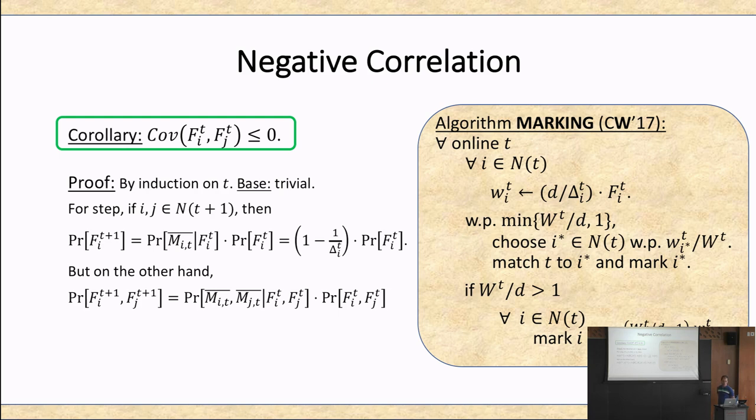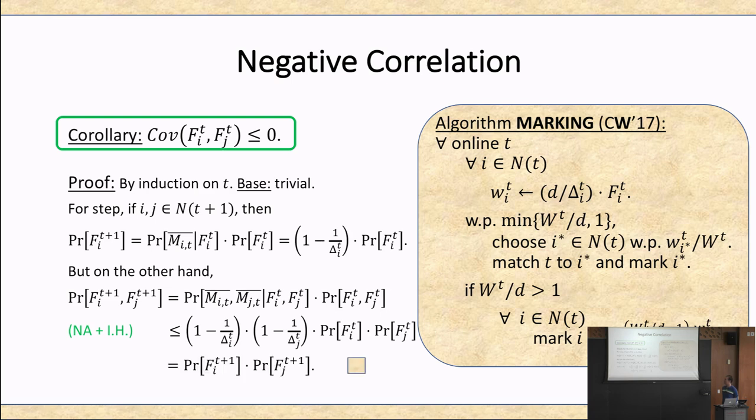Okay? So the first term by the inductive hypothesis is going to be at most the product of these two. And the second term, by negative association, conditional negative association, and therefore conditional negative correlation, is going to be at most the product of these guys. Maybe give this a couple more minutes. All right, and from this we just find that the probability of both of these happening is at most the product of the probabilities, and so the covariance is nonpositive. Great.